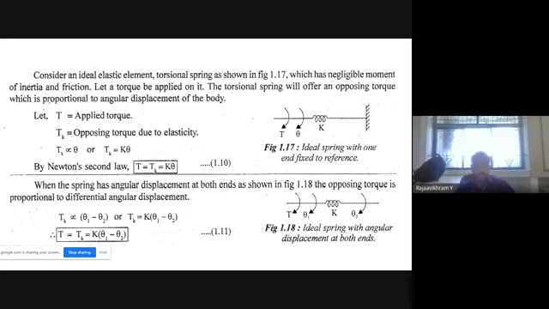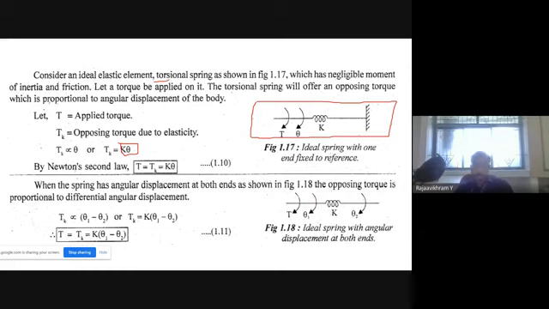So you see that the torque, the ideal spring with one fixed reference, consists of the displacement at both ends. So for this diagram, the first one, that is one fixed reference, T is the applied torque and Tk represents the opposing torque. Therefore, the opposing torque Tk is directly proportional to theta. The constant of proportionality is represented by K into theta.